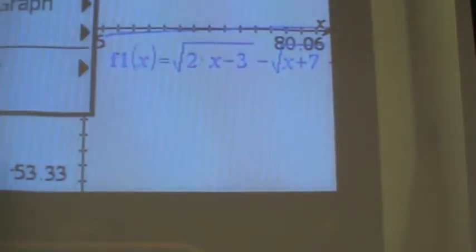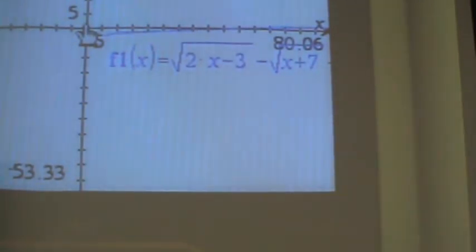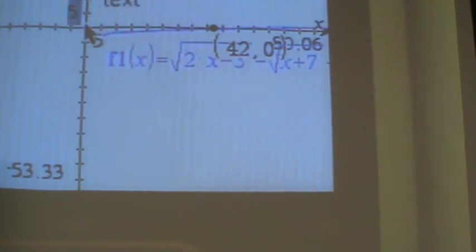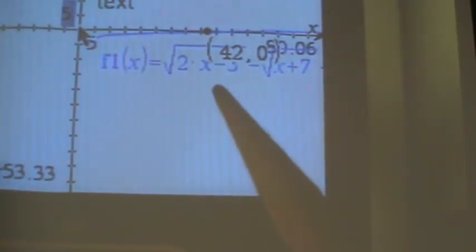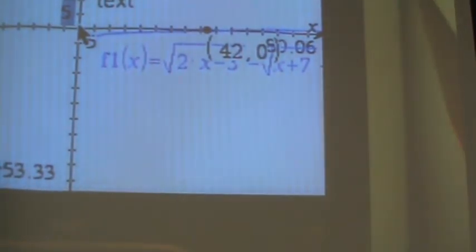So we're going to go to menu, analyze graph, and we're going to find the 0. What do you want to say the lower bound is? 20. I'm just guessing. Enter, and we're going to do 50. Enter. And guess what our 0 is? 42. Isn't that cool? So cool. So 42 is your answer.